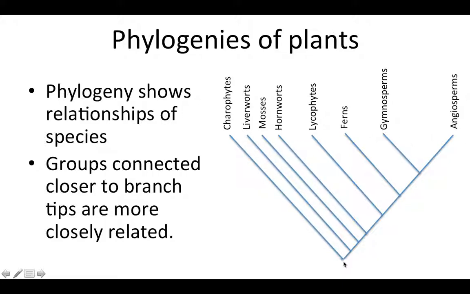Then, if we follow this back to the very base, this point right here is the ancestor of both the charophytes and all of the terrestrial plants. We go one way, we get to the charophytes. We go the other way, we get to the terrestrial plants. Within the terrestrial plants, we get a split first to the liverworts, to here, then to the mosses, then to the hornworts, then the group we are focusing on today, the Lycophytes, and then the 3 groups we have yet to discuss, the ferns, the gymnosperms, and the angiosperms.